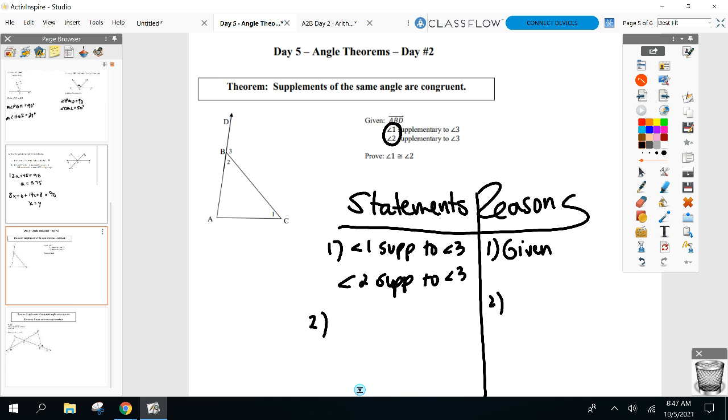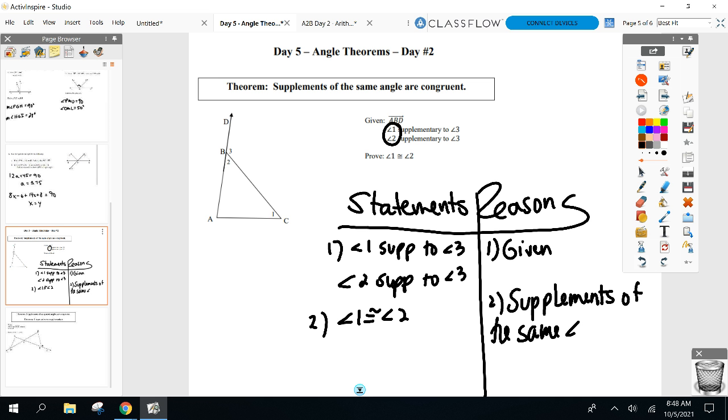So yes, this is going to be a 2-step proof. By saying 1 congruent to 2. And here's our new theorem, which is supplements of the same angle are congruent. And just a reminder, I am going to give you all those theorems on the quiz, on the test on Tuesday. You will be provided with all of them.